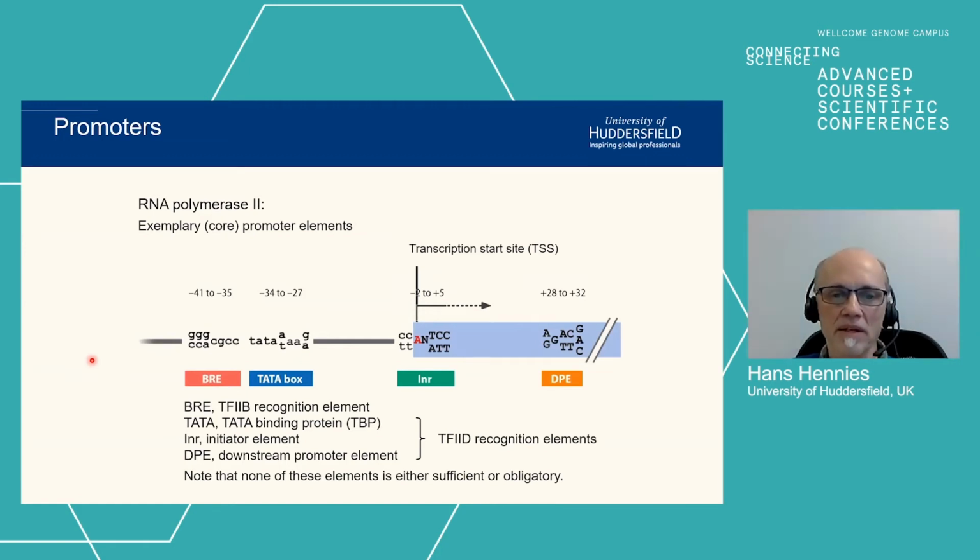RNA polymerase 2 recognizes core promoters. So each protein coding gene has promoter elements in front of the transcription start site. There are a number of recognition sites of these different core promoters, including BRE, the transcription factor 2B recognition element, of course the TATA box, which is recognized by the TATA binding protein that is part of the transcription factor 2D complex. Then we have a number of other elements like the initiator element and the downstream promoter element. All these are recognized by subunits of the transcription factor 2D.